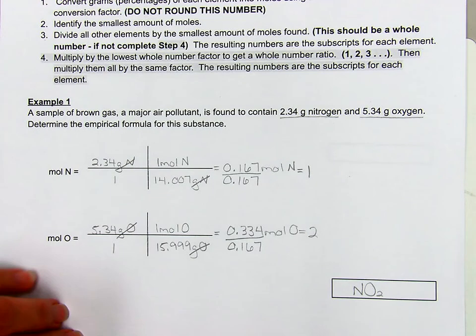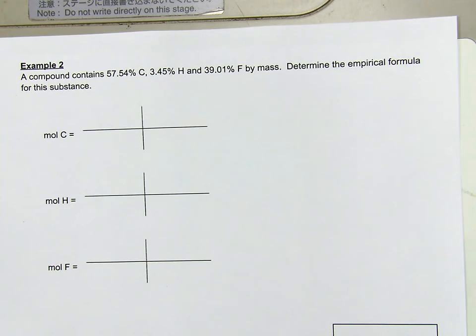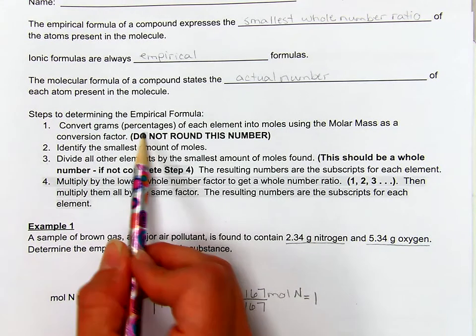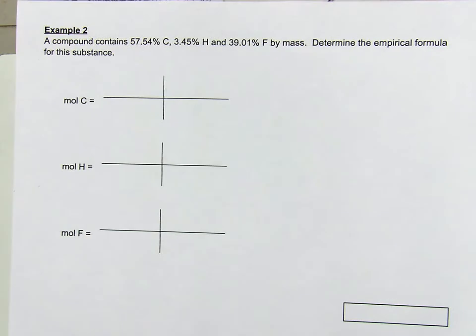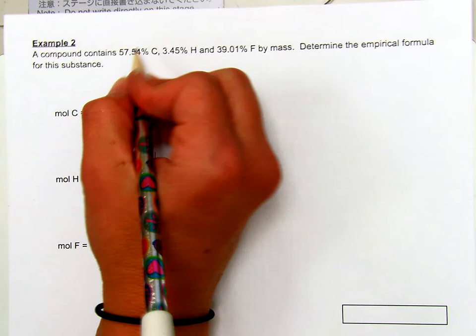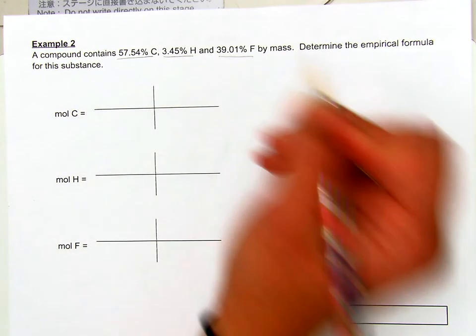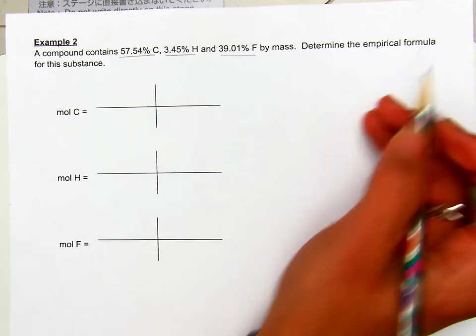Now the second example looks a little different. We see that first of all, they've given us percentages of each element instead of grams. But if you notice back on step 1 over here, it says that we convert grams or percentages of each into moles using molar mass. So we'll just still approach this exactly the same way to find the empirical formula for this substance. Here's the amount of carbon, hydrogen, and fluorine. And we're supposed to find, hey, what is that chemical formula? What's the empirical formula?